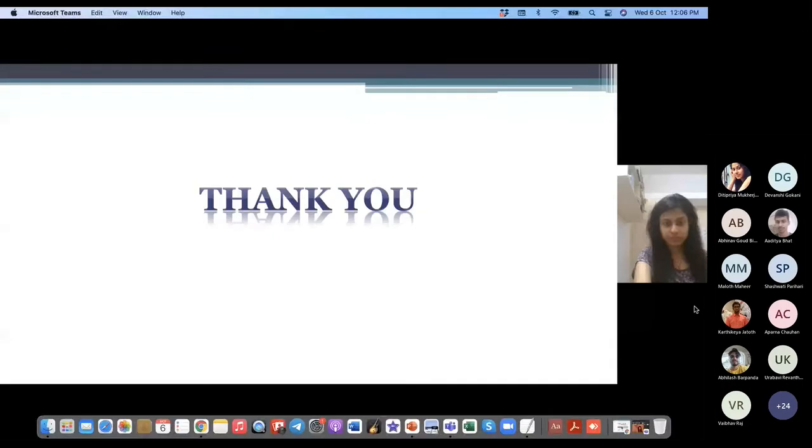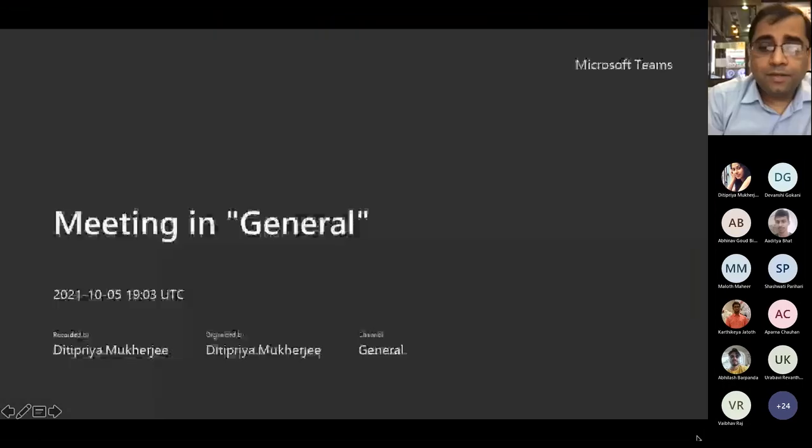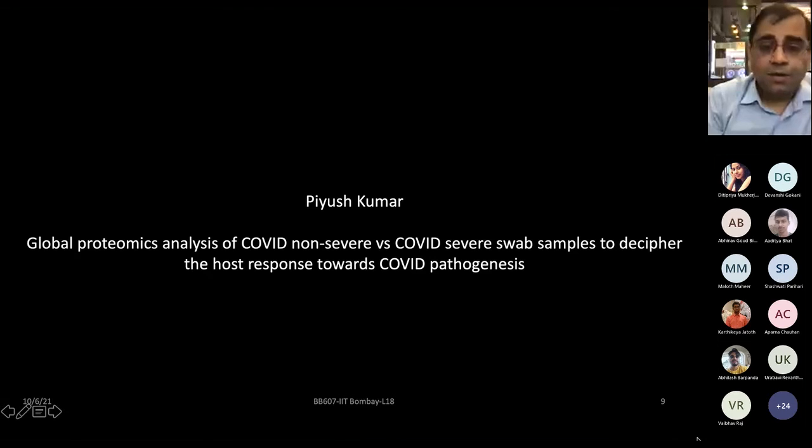So it was interesting and a lot of new information obtained from breast cancer. Thank you. So let's move on to the next presenter, which will be now Piyush Kumar. He's going to talk about COVID-19. He's going to look at the swab data set from nasopharyngeal swabs of the patient samples of COVID-19, non-severe and severe, towards understanding the COVID disease, the pathogenesis, and maybe the prognosis of the disease. So let's move on to this presentation from Piyush.